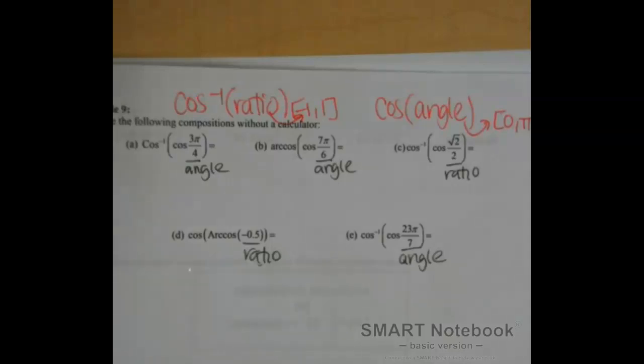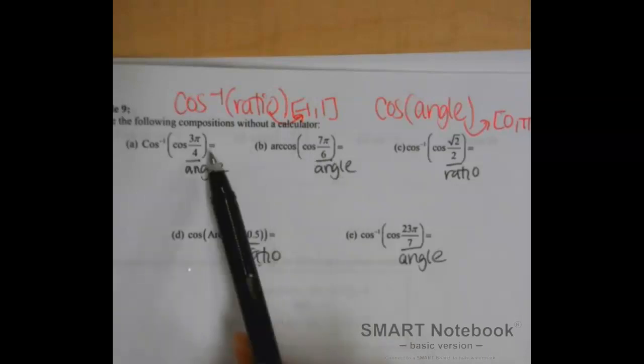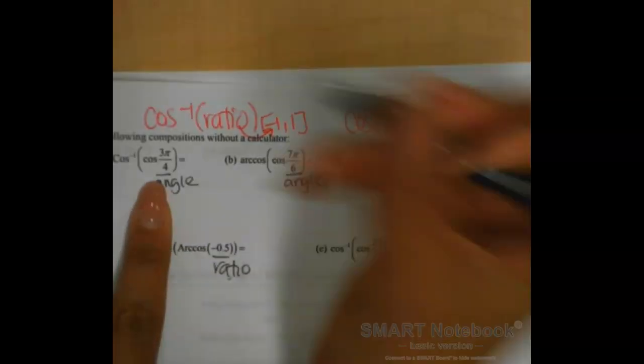All right, I've labeled all of my items. Now what I need to do from here is double check. Cosine has an angle, that matches. Is this angle between 0 and pi? Yes or no? Yes. Okay, so I'm going to put a little check mark.